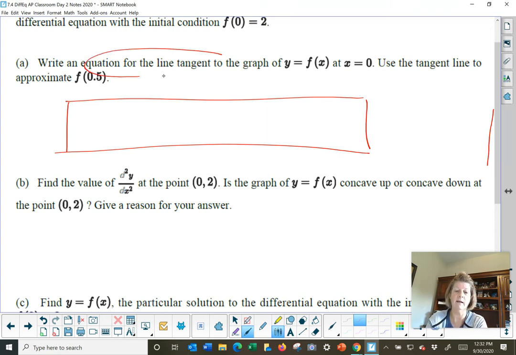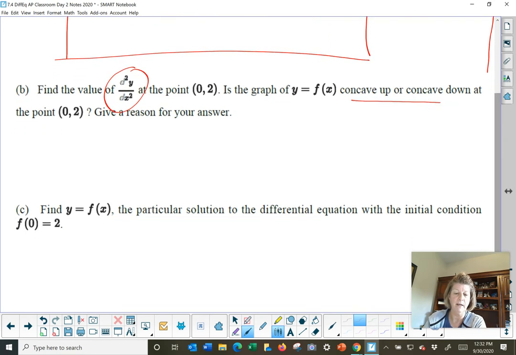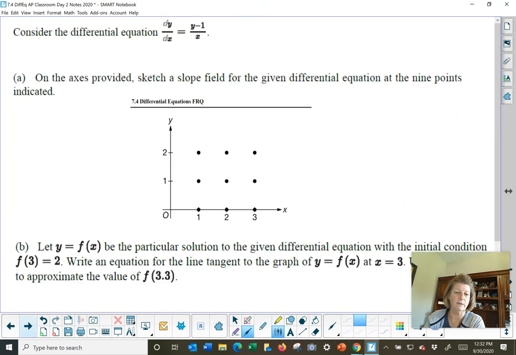So it looks like you're writing the equation of a tangent line. You're getting a second derivative. You're answering the question, is it concave up or concave down? That's all based on the second derivative, right? And then you're doing the separable differential equation, finding the particular solution. And there's part D. What happens to that solution from C as I head to infinity? So put in a large number and see where your limit goes.